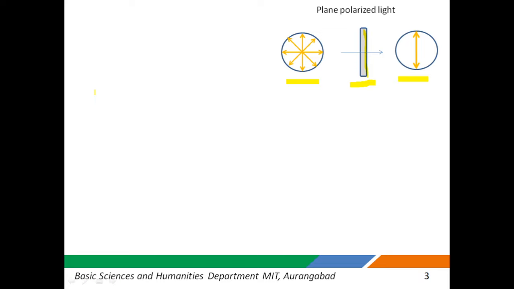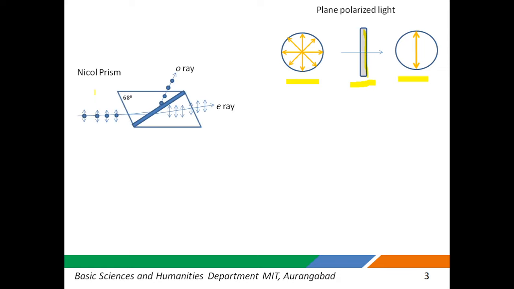The next term that is important for understanding the Lorentz half-shade polarimeter is the Nicol prism. The Nicol prism looks something like this, as shown in this diagram. A Nicol prism is a device consisting of two pieces of optically clear calcite crystals cemented together with Canada balsam in the shape of a prism. It works on the phenomenon of double refraction, that is, incident unpolarized light gets split into two refracted rays, namely the ordinary ray and the extraordinary ray.